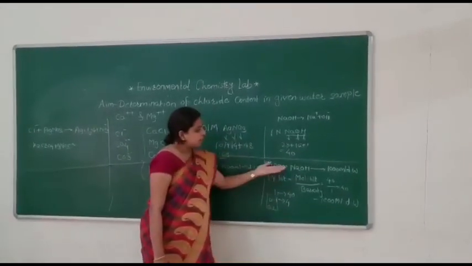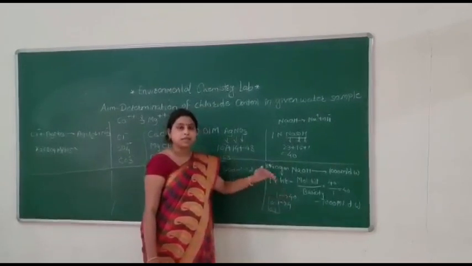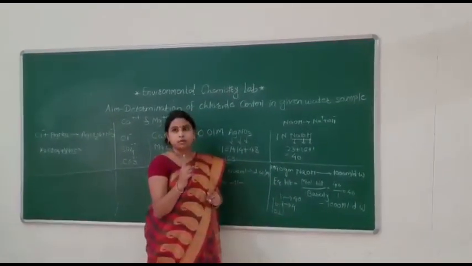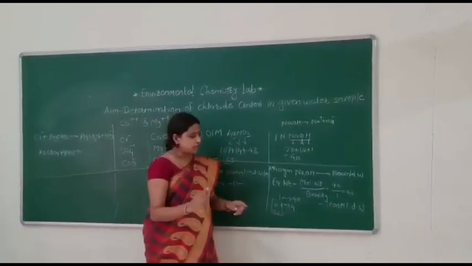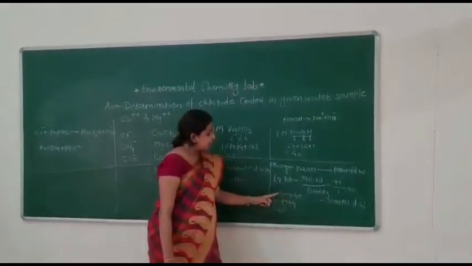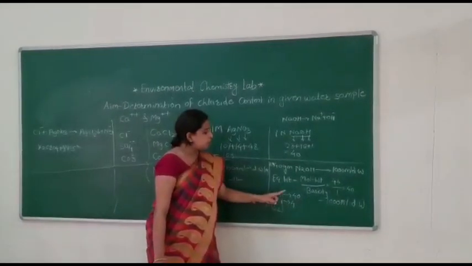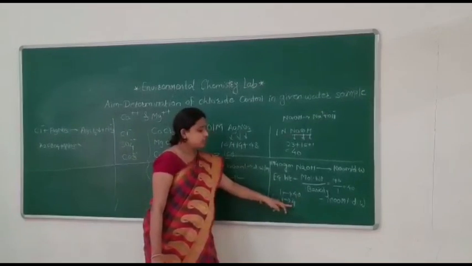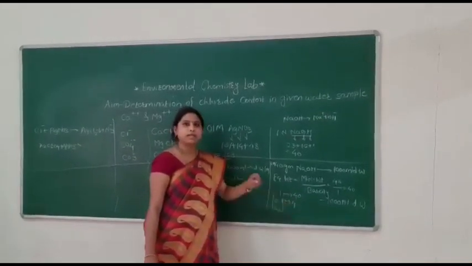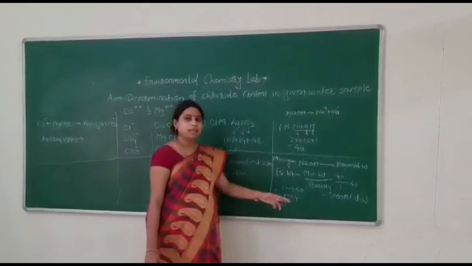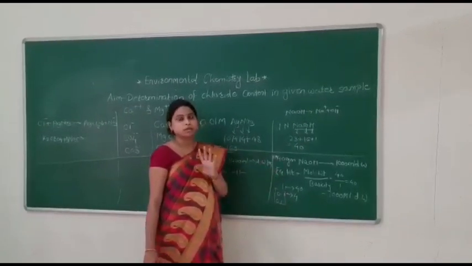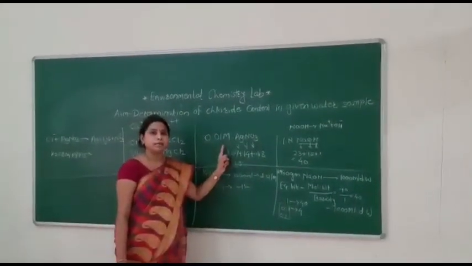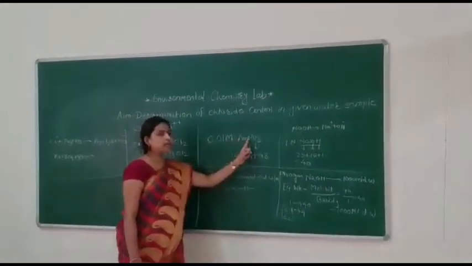Then see here, accordingly we can change our concentrations. Like if you want to prepare 0.1 molar or 0.1 normal solution of this NaOH, then simply divide this. When we dissolve 4 gram of NaOH in 1000 ml distilled water, we get the 0.1 normal solution. Okay. For determination of chloride content, we require the titrant silver nitrate.